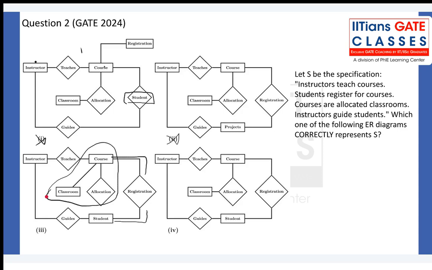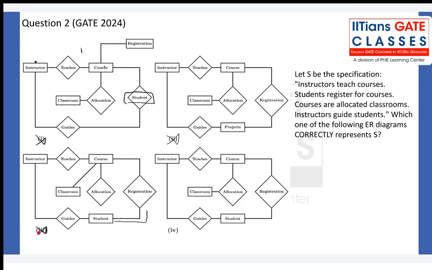Perfect. So see, it's like this. Courses are allocated to classrooms. Here it kind of means classrooms are courses to allocation. This is not correct, right? So when you try to connect two entities, you need to have a relationship in between. In this case, you're trying to just connect two entities as they are, which is not allowed.